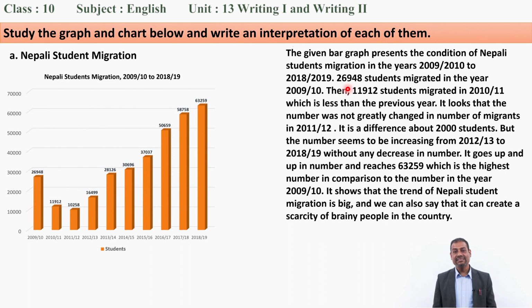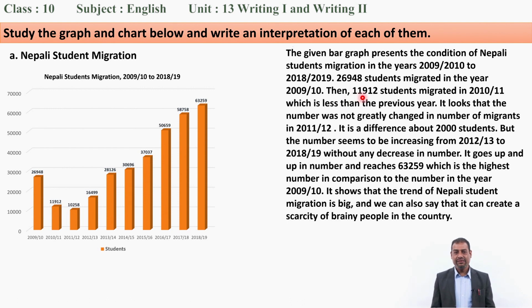And then this is how you can do. 26,948 students migrated in the year 2009 and 10. If you see this bar graph, which represents the year 2009 and 10, and the number of students given here on the top of the bar, okay? So this is what we can see here. So whatever we have seen here, same thing is described, same thing is interpreted here, okay?